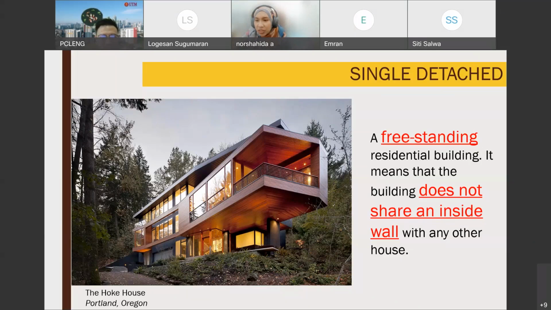Sometimes the terminology is different. Overseas they may call it a bungalow, while in Malaysia we call it single detached. In Saudi Arabia, for example, they call this kind of house a villa. So different countries sometimes have different terminology.